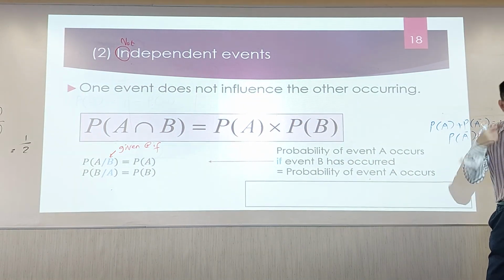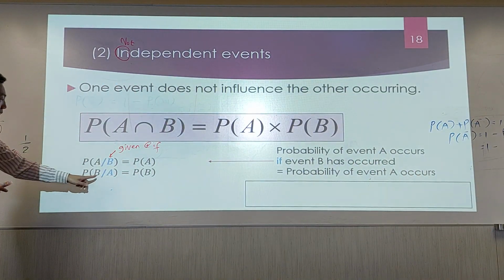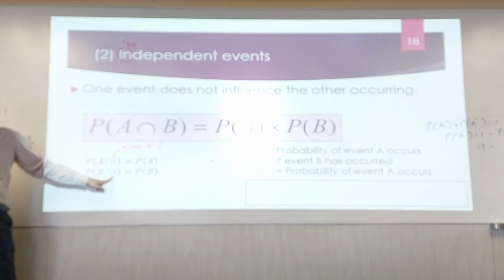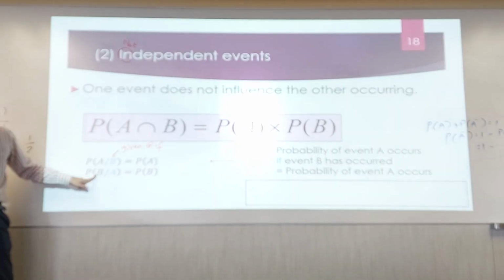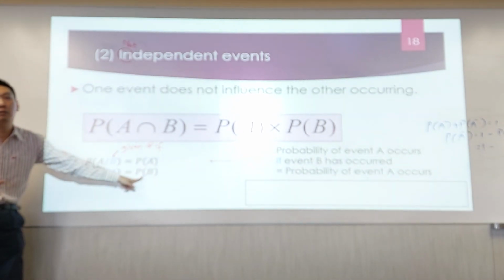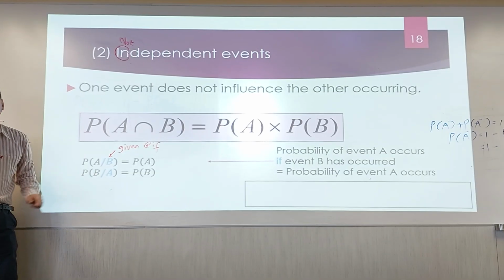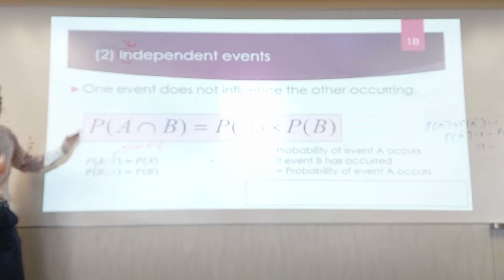Similarly, for independent events, if we know that A already happened, what is the probability that B will happen? The answer is still equal to probability B, because B is not affected by A. So far so good? So these are the main characteristics of independent events. So let's try some examples.